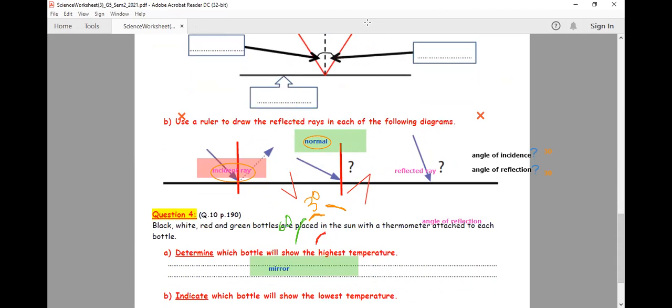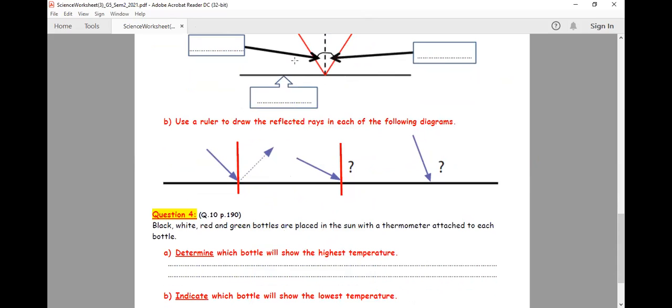Use a ruler to draw the reflected ray. Here I have the incident ray. The angle of incidence is the one between the normal and the incident ray. This is the angle of incidence. So if this is 35, the angle of reflection should be equal to it. I'm talking with all of you. You can unmute yourselves; I need to hear all of your voices. 35. Type here in the second drawing.